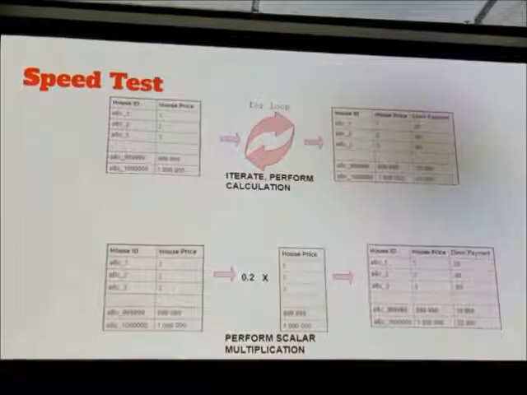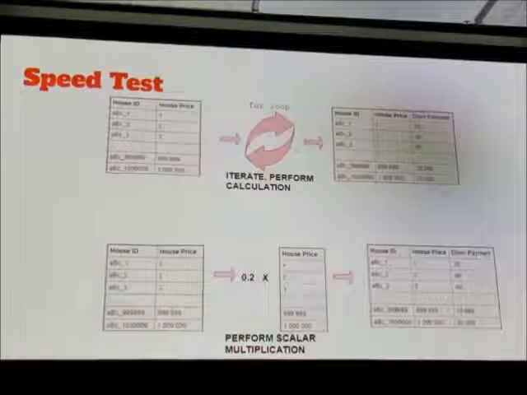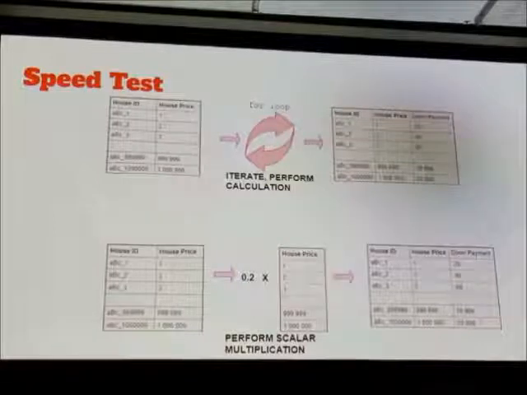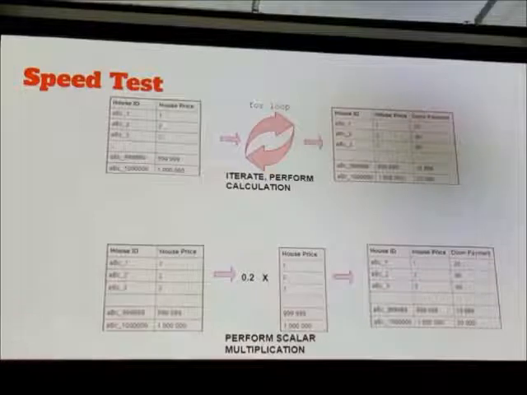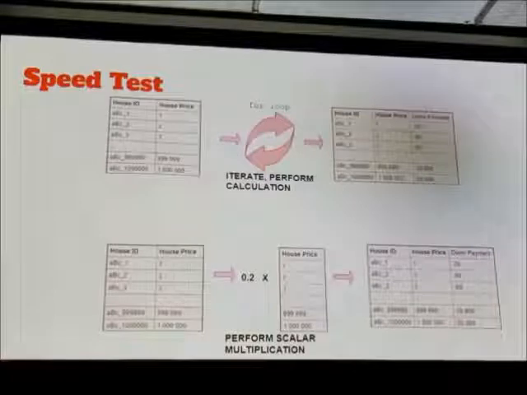Then what I did is I used a pandas data frame. Pandas data frames are essentially an abstraction on top of the database, and they implement NumPy arrays. And I performed essentially a scalar multiplication of 0.2 on the entire house price column and put that into the down payment column. So I timed it to make sure that it was fair, made sure there were no other processes running, and made sure it was as fair as I could make it.